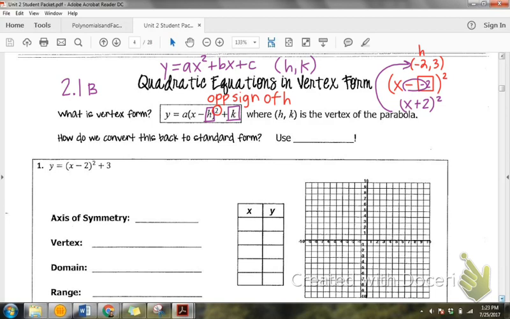So if we wanted to convert this back into standard form, we would use multiplication, and we're going to do that in our next lesson. So try multiplication here, but we're going to do that in our next lesson.